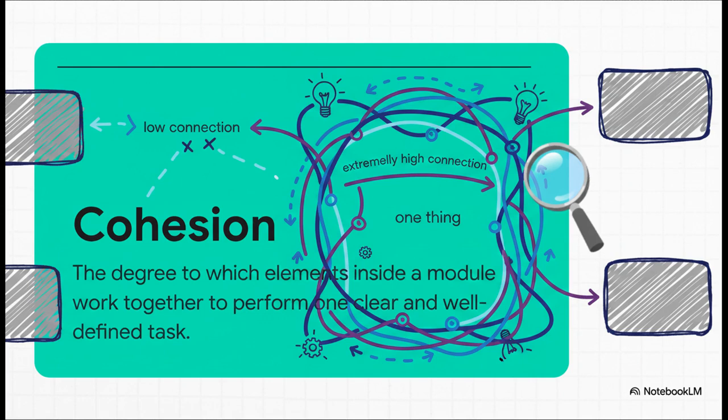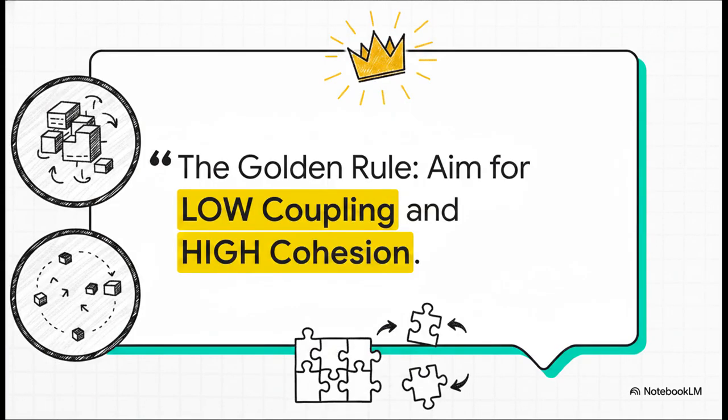And here's the flip side. While the connection between modules should be low, the connection inside a single module should be super high, and we call this cohesion. It just means that everything inside one module should be laser-focused on doing one thing and doing it really, really well. A user login module should only handle logging in and out. It has no business also trying to process payments, right? That's high cohesion. So if you remember one thing from all this, let it be this golden rule that every developer lives by. You always aim for low coupling between your modules and high cohesion within them. That's the real secret to creating these clean, independent, and powerful little building blocks.